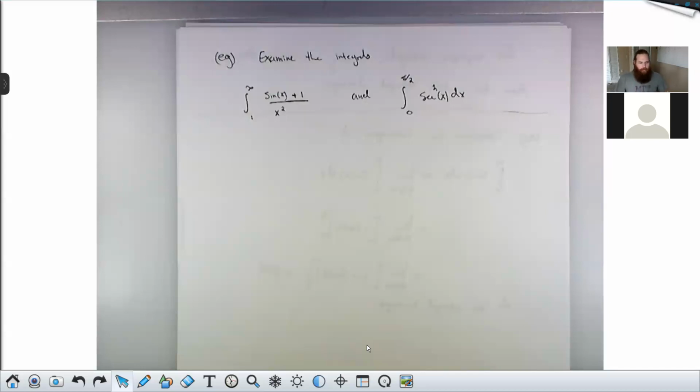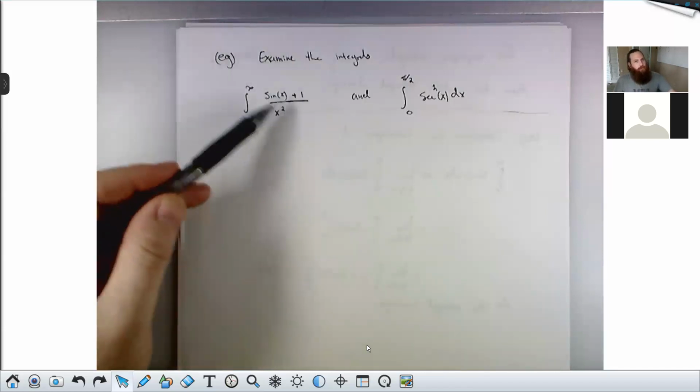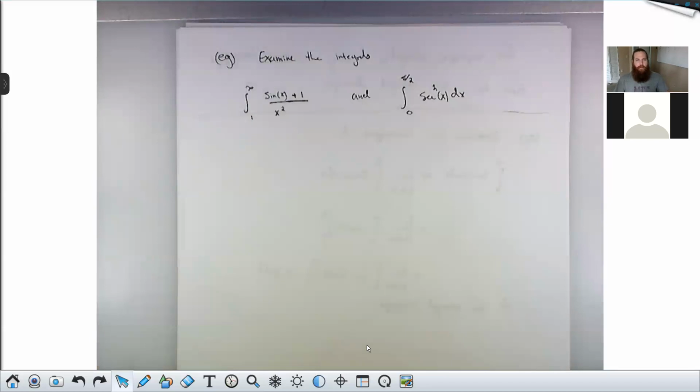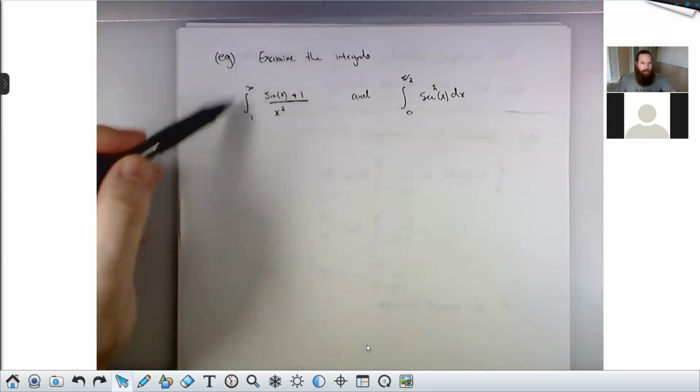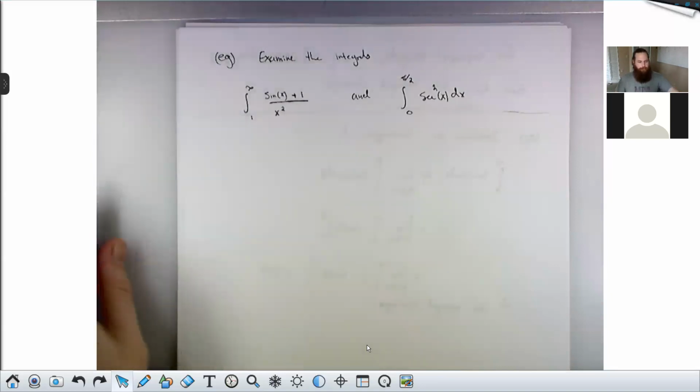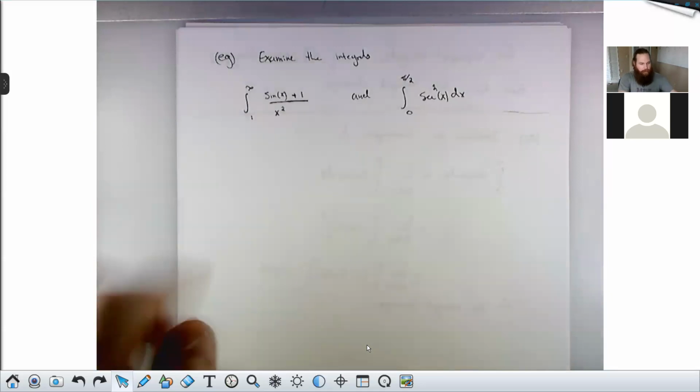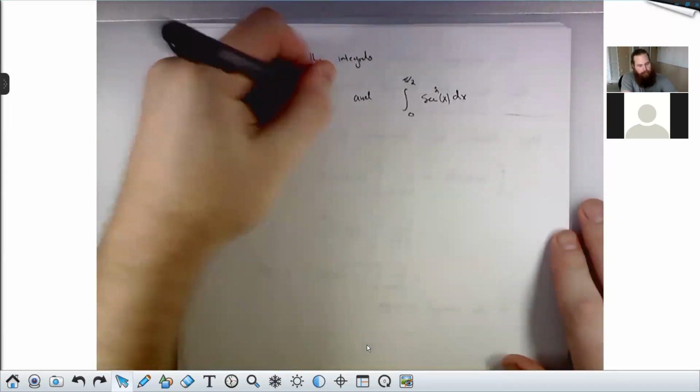That first integral is interesting. I don't claim to be able to find the value of this integral, but I do claim that I can tell you that that integral converges. Can anybody help me come up with an argument showing why this integral might converge? Oh, and I left off my dx, sorry.